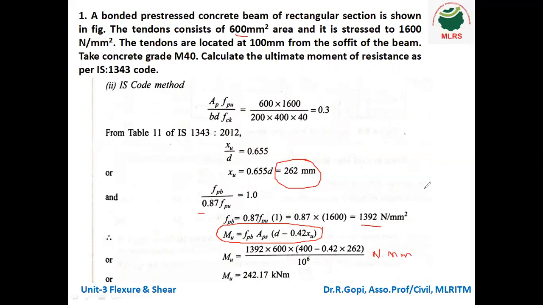Always in problems, we tell the moment value in terms of kilonewton meter. So divide by 10 power 6: for Newton to kilonewton, it is 10 power 3, and again mm to meter, again 10 power 3. So therefore 10 power 6. So MU is equal to how much? 242.17 kilonewton meter. This is the answer.